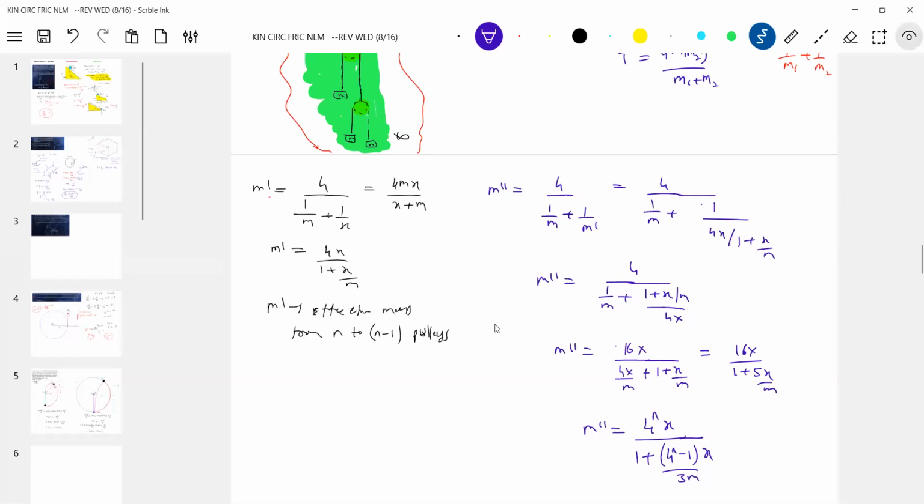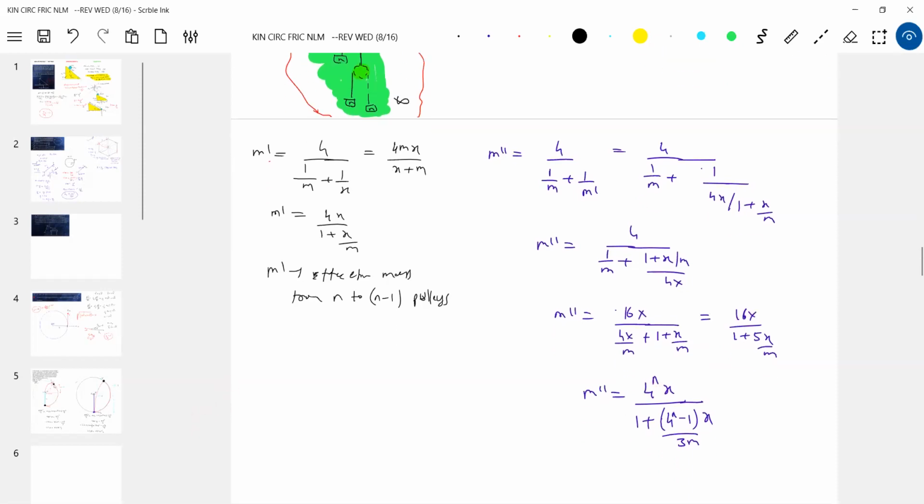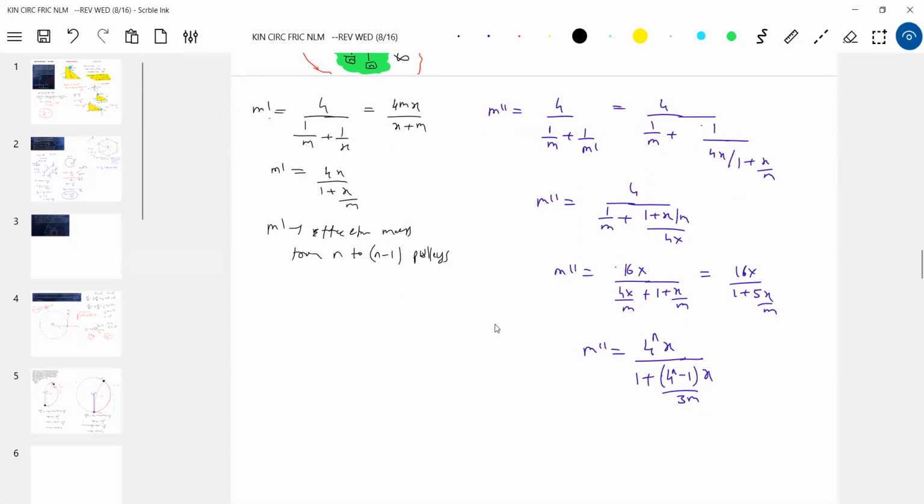Because there are n number of pulleys, no? So therefore I just took it like this here. The n number of pulleys are there, we'll generalize for n. Now what is n? n tends to infinity. Okay, let n tends to infinity. So therefore this will become n tends to infinity.